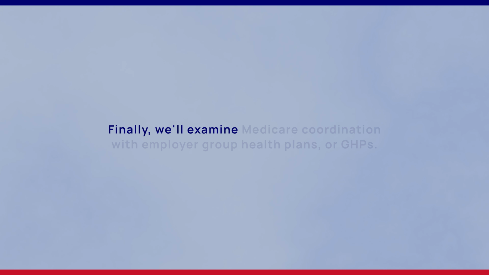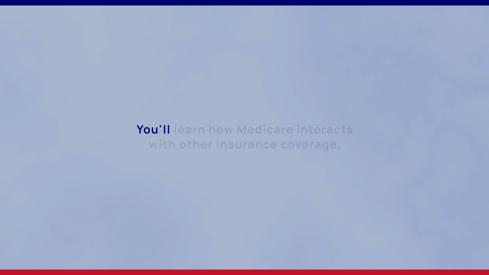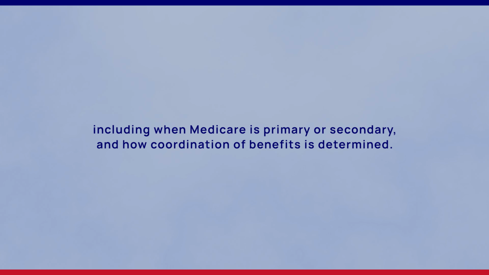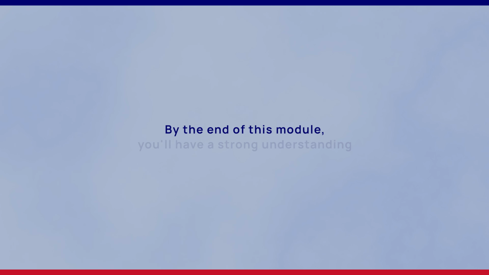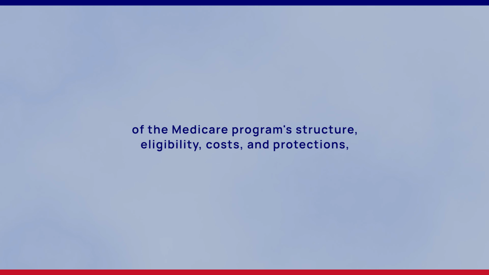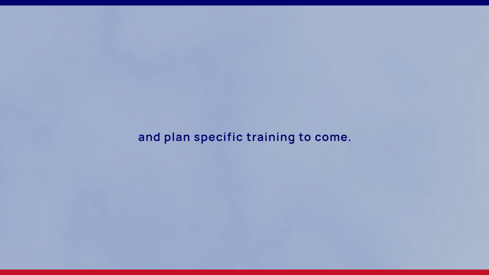Finally, we'll examine Medicare coordination with Employer Group Health Plans, or GHPs. You'll learn how Medicare interacts with other insurance coverage, including when Medicare is primary or secondary, and how coordination of benefits is determined. By the end of this module, you'll have a strong understanding of the Medicare program's structure, eligibility, costs, and protections, providing a solid foundation for the more advanced compliance and plan-specific training to come.